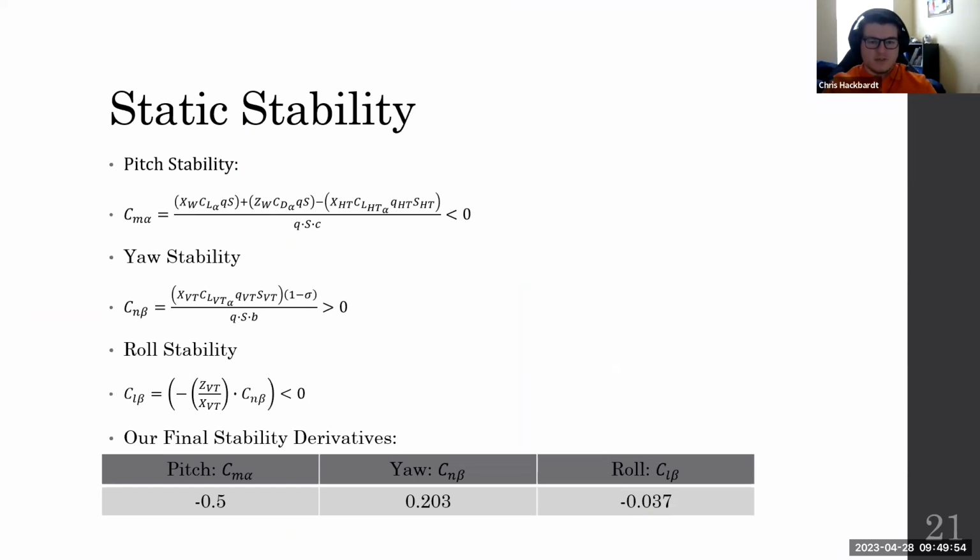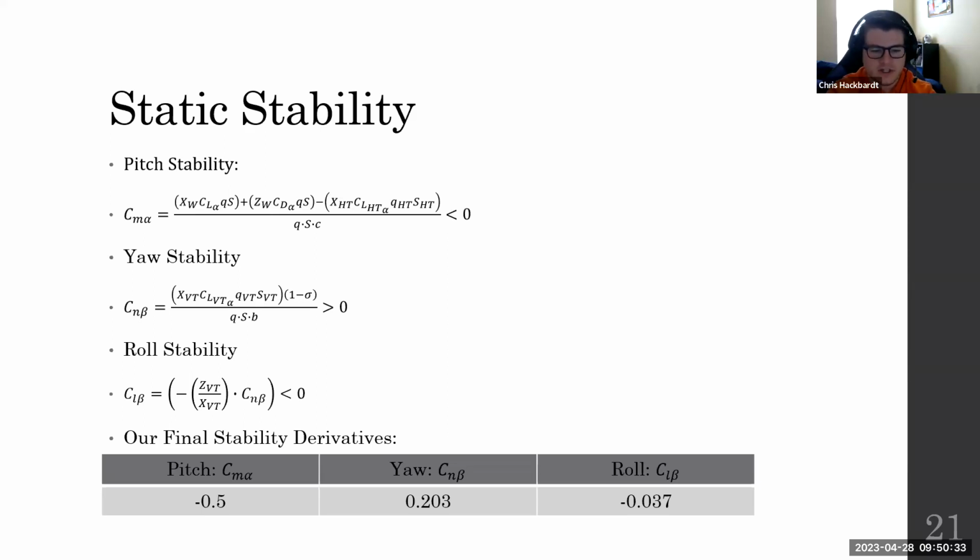Moving on to static stability, we first used the equation shown to get an estimate of the surface areas needed for the horizontal and vertical tails. So using those, we could guess and check and iterate till we got estimates for our stability derivatives that we liked. And once we got a good idea of the surface areas that we needed, we could plug them into XFLR5 with our airfoil, and we could then get our final stability derivatives.